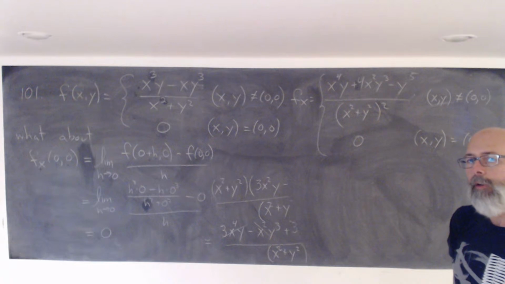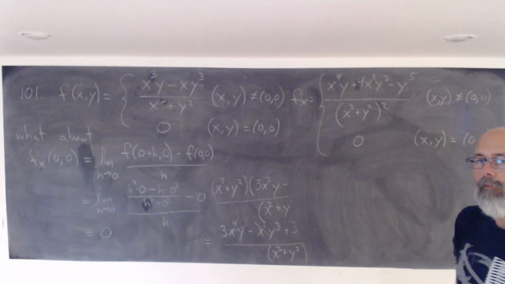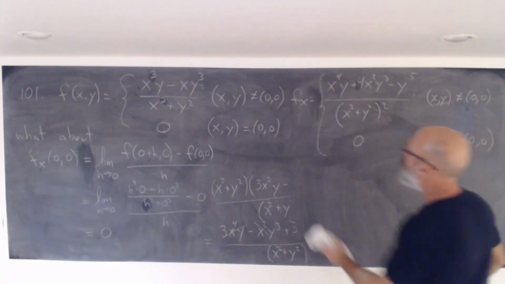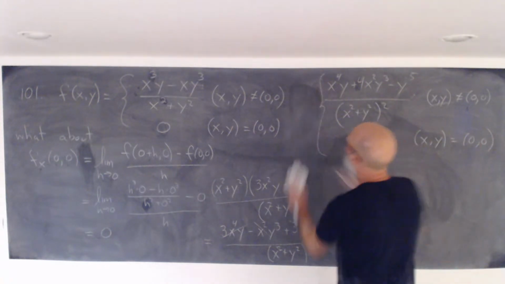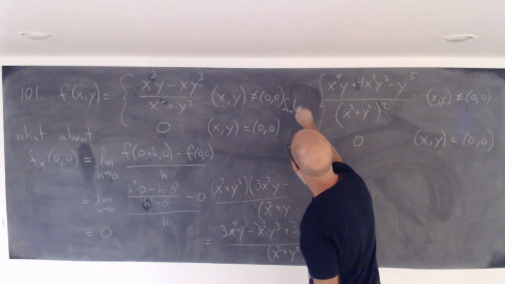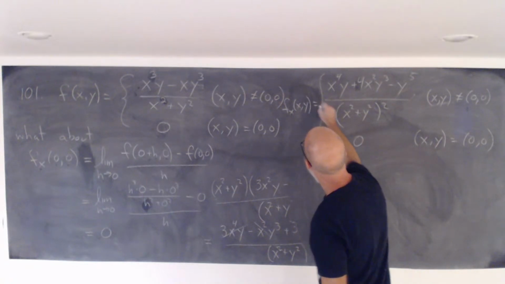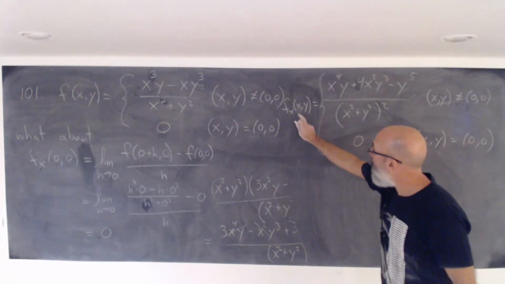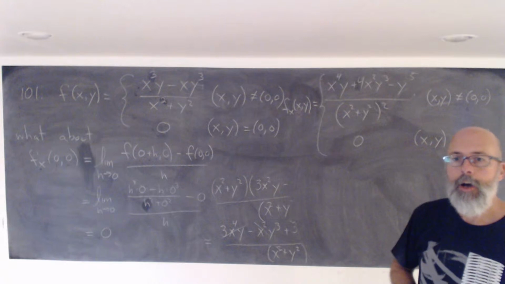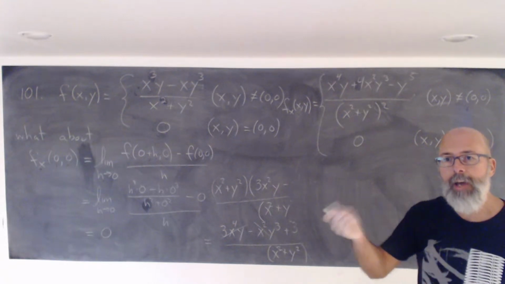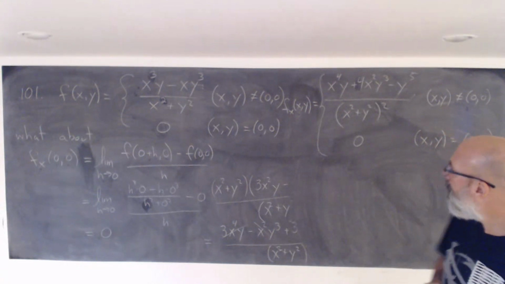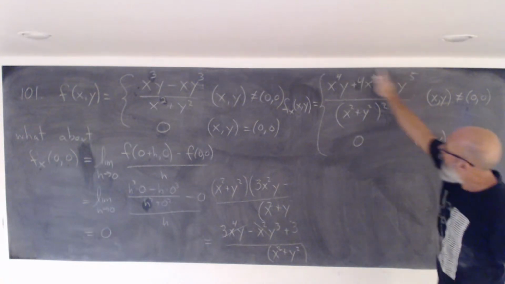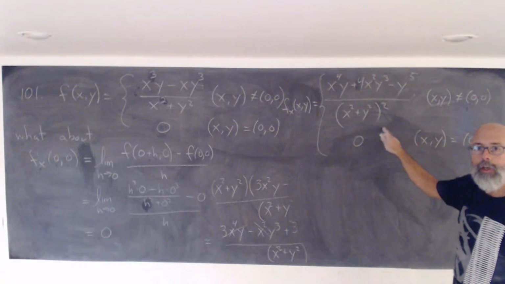How are we doing? Everybody with us? So we have just worked out the partial derivative of f with respect to x at all points. It's 0 at the origin, and everywhere else, it's this.